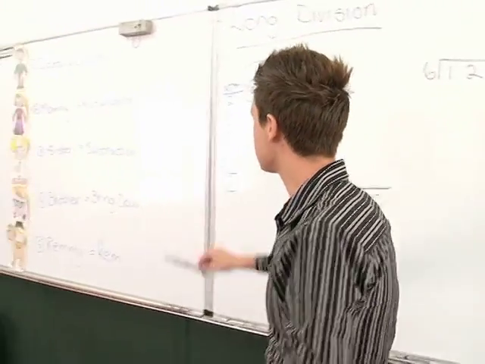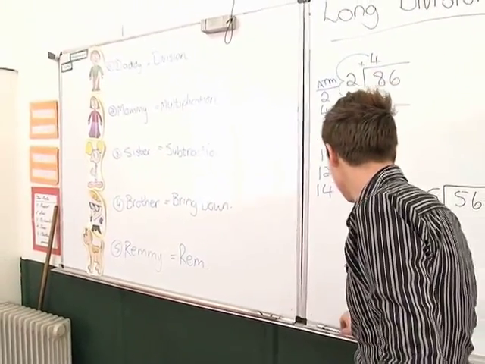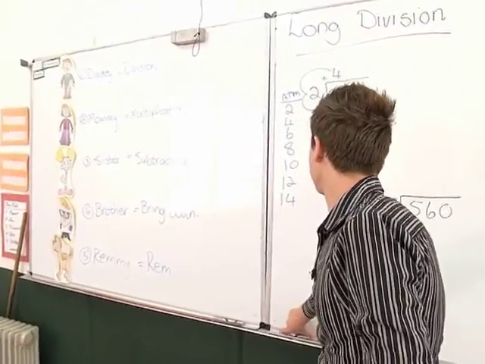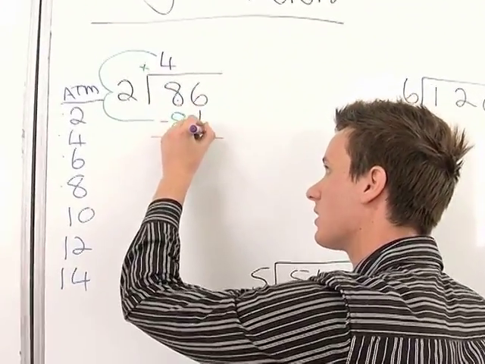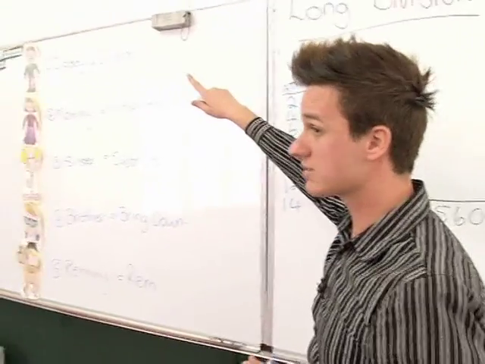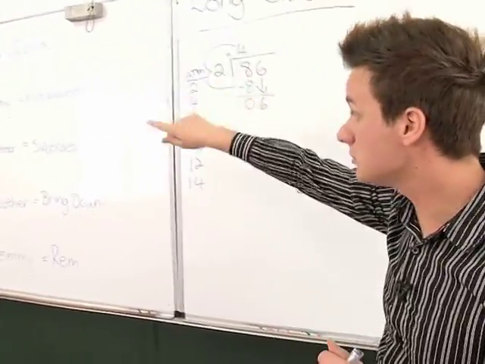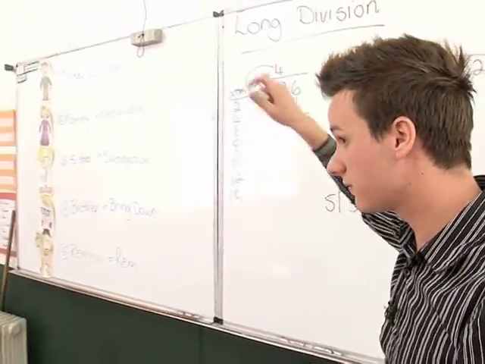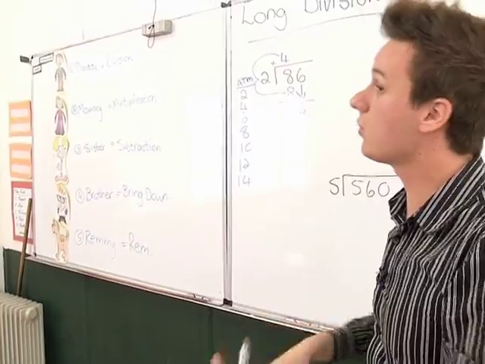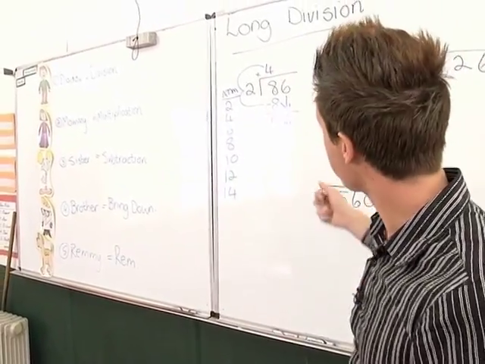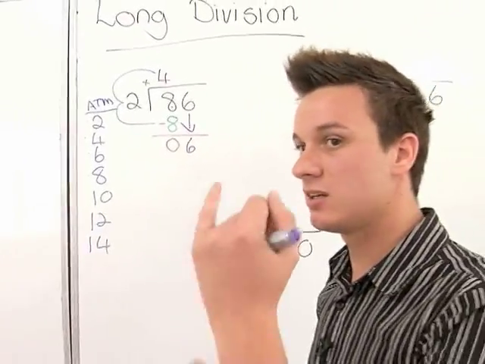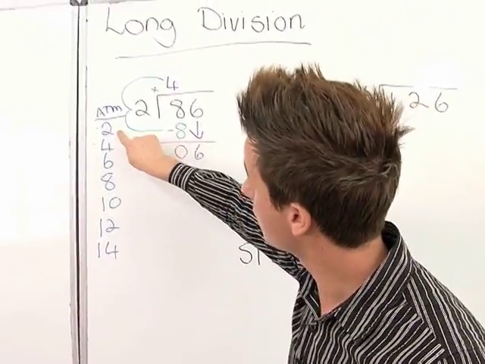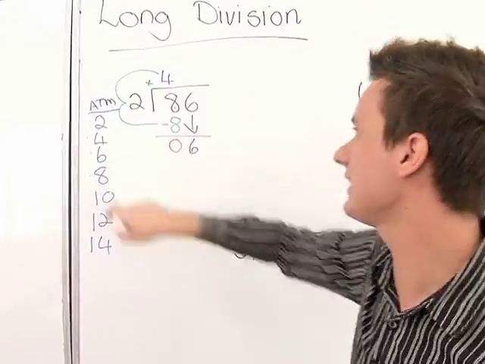No, I'm not done. Step number 4 says I need to bring down the next number, which is the 6. Okay, I bring down the 6. Now I have to start my process all over again because I cannot just stop. 1, 2, 3, 4, 1, 2, 3, 4 until I get a remainder or no remainder. Okay, so how many times does 2 go into 6? 3. 1, 2, 3 times.